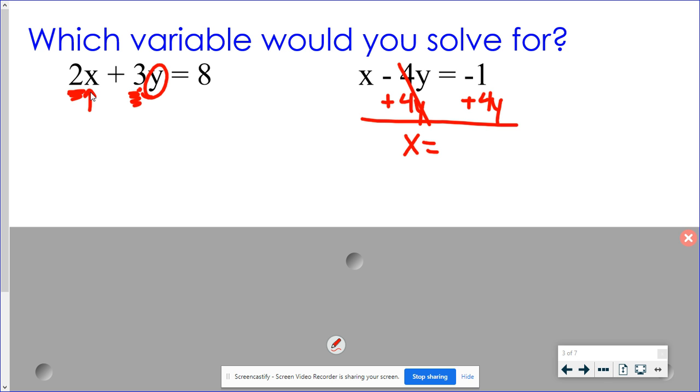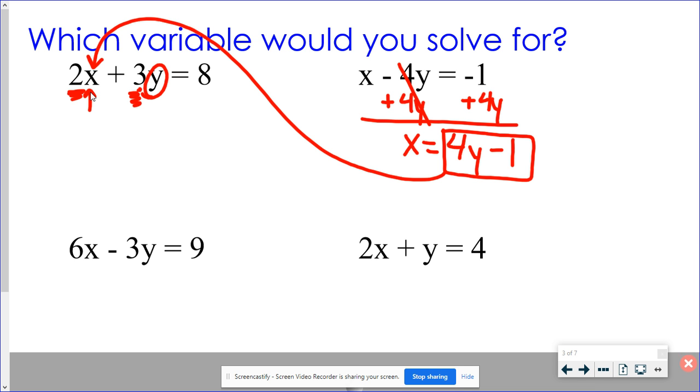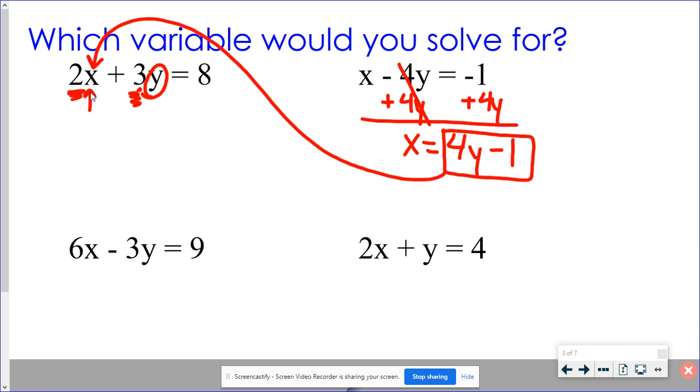So I'd have that x equals 4y minus 1. 1 minus 4y is just fine. It's just that we're used to writing the variable term first. That's what the x would be. And again, I'm not going to solve this, but if I were, that stuff would have to go in place of the x.